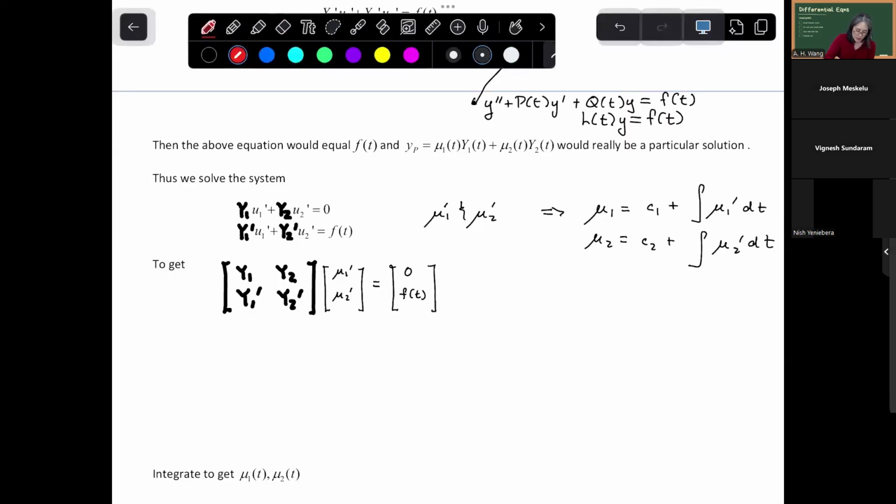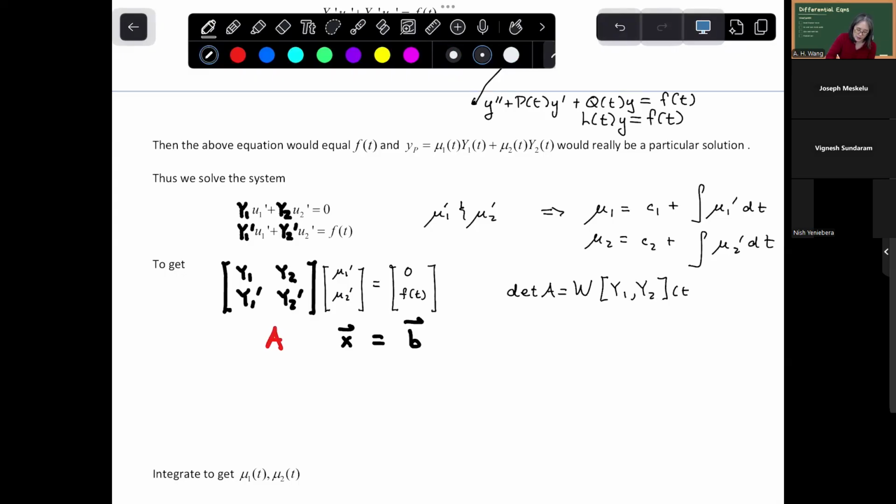Okay, so does everybody see this is Ax equals b? And look at this. This times this, subtract this times this. So what is the determinant of this A? Of course, the determinant of this A happens to be the Wronskian. This is the Wronskian of y1, y2.